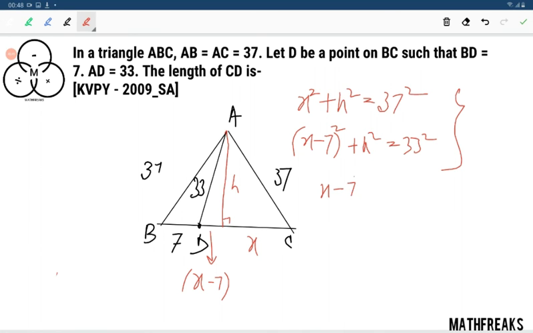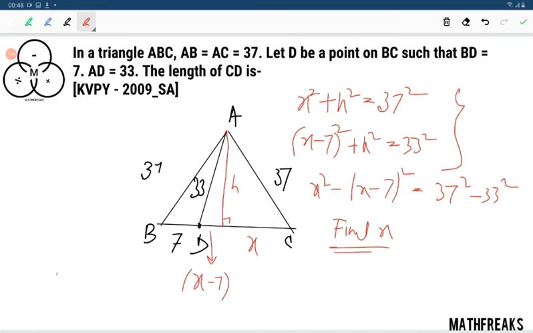It is better to eliminate: x square minus (x minus 7) whole square equals 37 square minus 33 square. Find x, and then for CD, what to do? 2x minus 7 is CD.